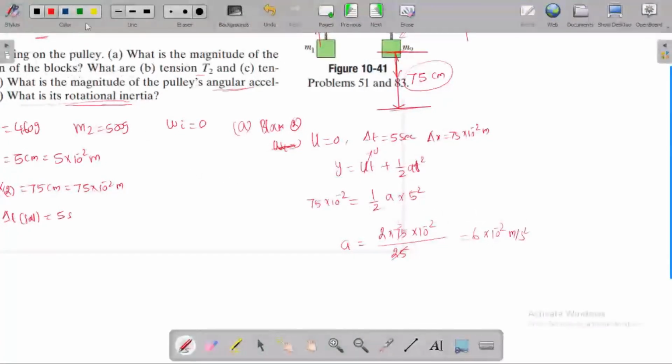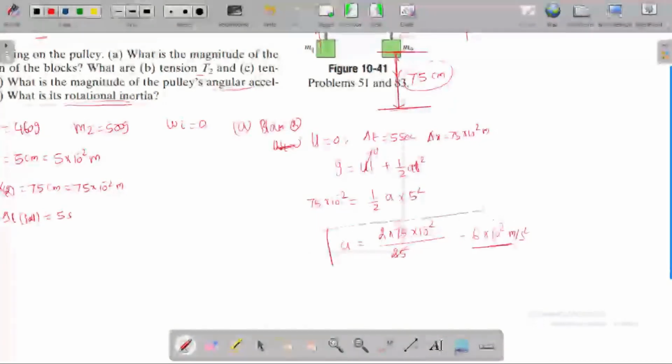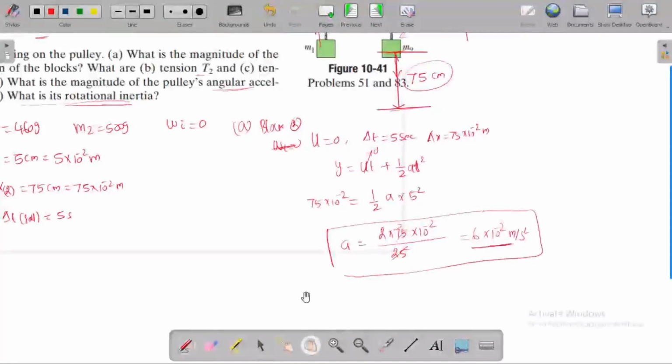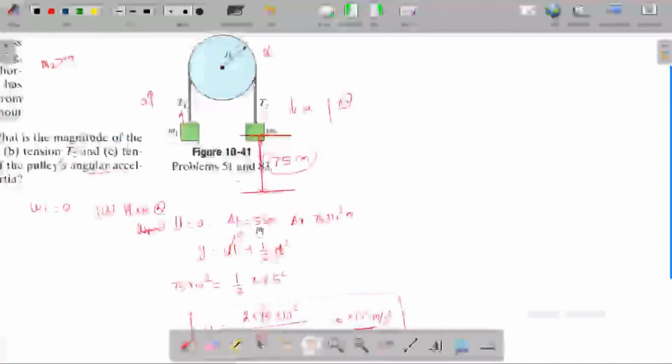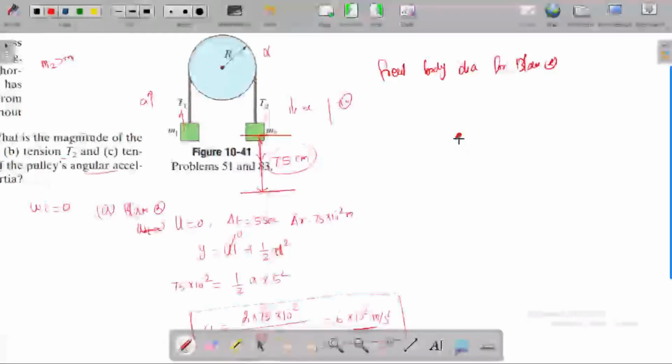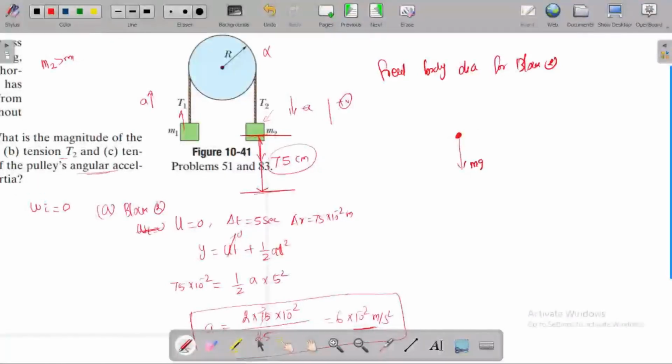So first we found the acceleration, 6 × 10^-2 m/s². Next, we need to find the tension in block 1 and the tension in block 2. For that I am choosing a free body diagram. Draw a free body diagram for block 2, which has mass m2. The gravity force acts downward, and the tension acts in the upward direction.